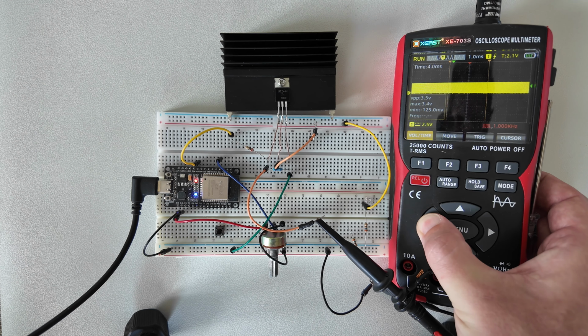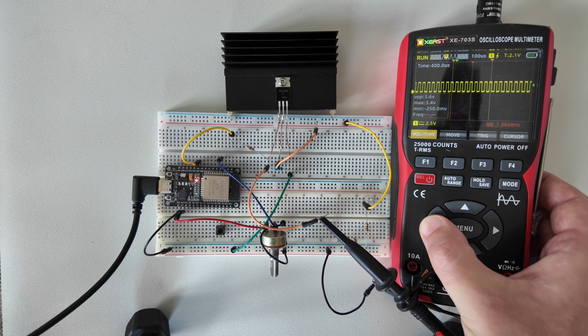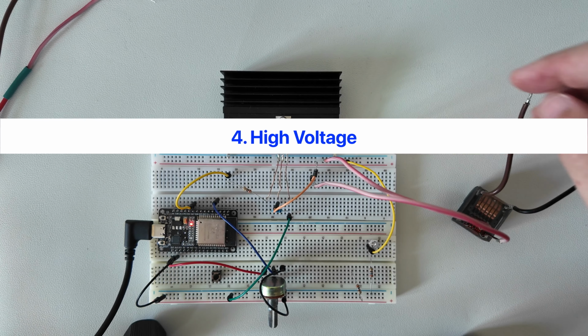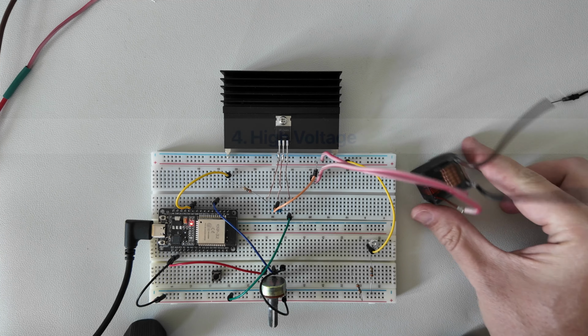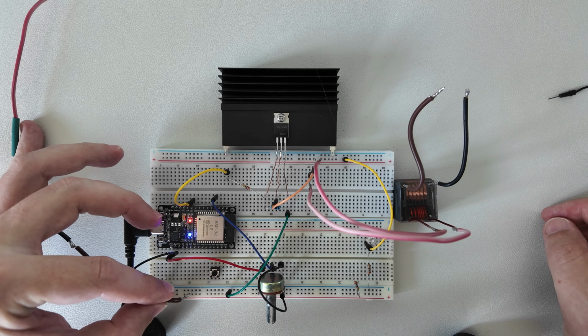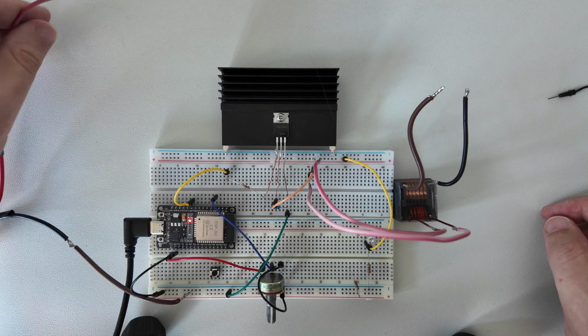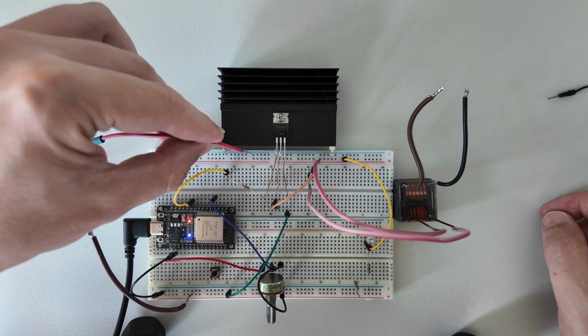And now our coding part is done, and I will connect the high voltage. Now I will connect the high voltage transformer to the transistor output. I also need a 12 volts power supply. You can use a standard one, just keep in mind that the current can be 2-3 amps.